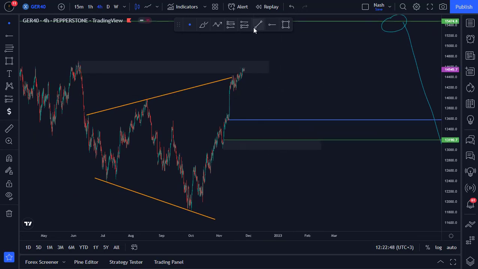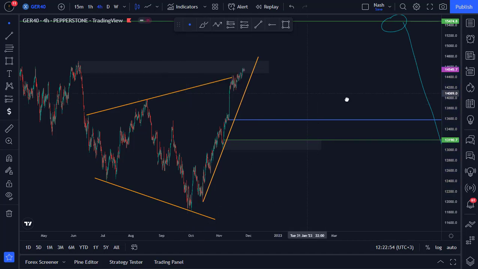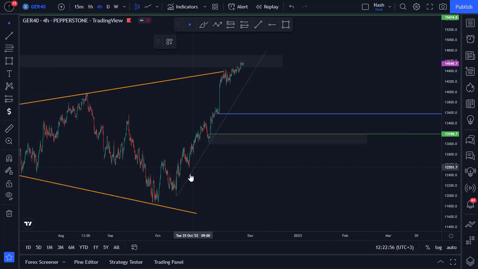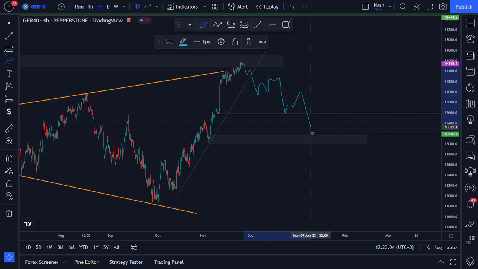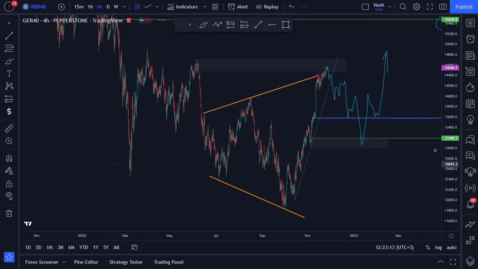This one looks nice. German 40 usually gives us very nice entries, clean entries. So with this one, you can see we have a clean trend line also over here. So with this trend line, what I'm expecting, the price just to break it, correct, push down, correct, push down. Then from here we look for our overall buys against towards the upside. So this is what I'll be looking at.